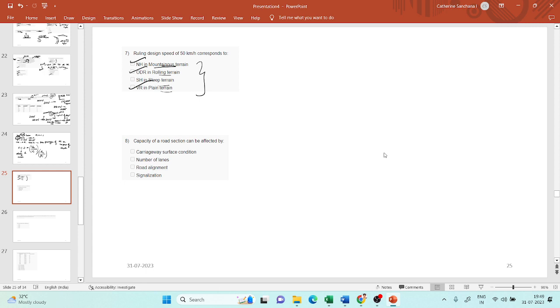Capacity of a road section can be affected by what? We spoke about capacity, but we did not talk about the factors that affect the capacity of the road section. If you see sir's slides, or if you go by intuition, you can understand that capacity will be affected by the surface condition. Say if my road is very rough, then the speed of the vehicles traveling on that road will decrease. And since capacity depends on speed, the capacity will decrease.